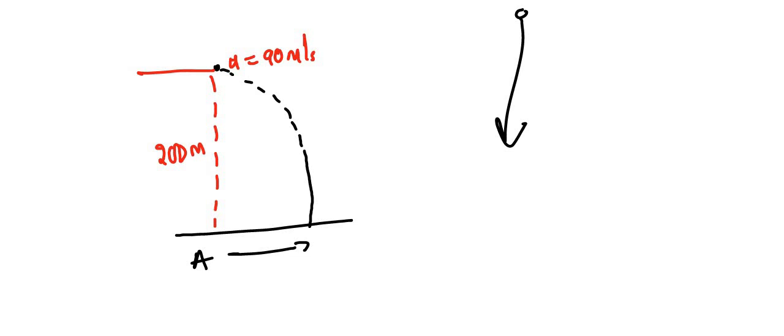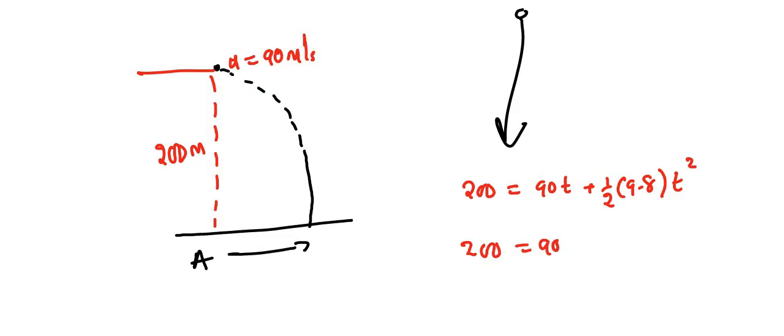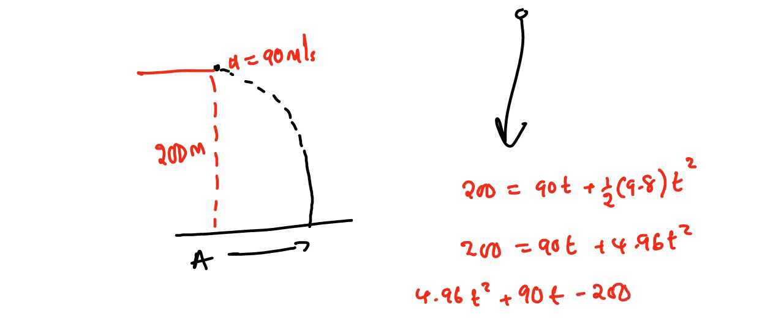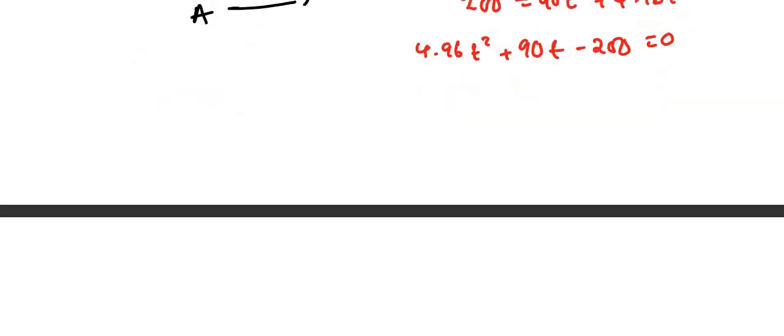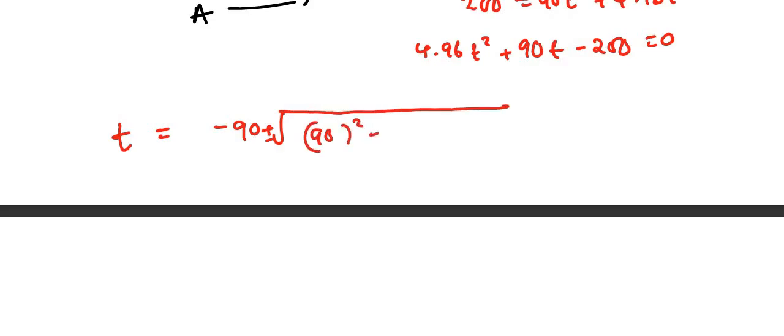So first of all, we have to get the time it takes for it to reach down. If we're covering 200 meters and the initial velocity is this, we don't have the time, plus half. We're going down, so we're going to use 9.8, then t squared. We're going to use this to get our time. This is 90t plus 4.9 t squared. Then this is 4.9 t squared plus 90t minus 200 is equal to 0. This is just going to be t is equal to negative 90, plus or minus the square root of 90 squared minus 4.